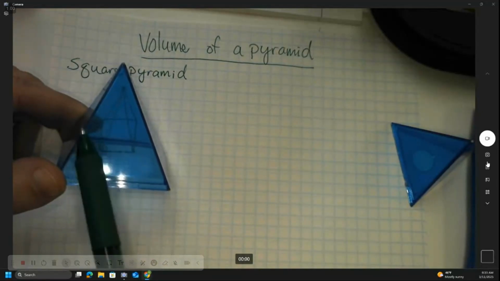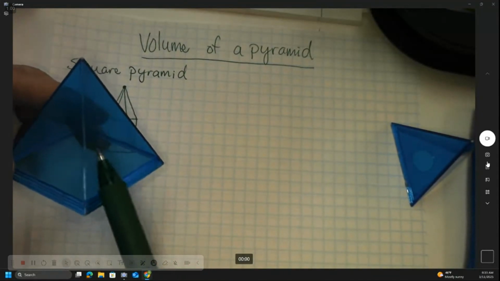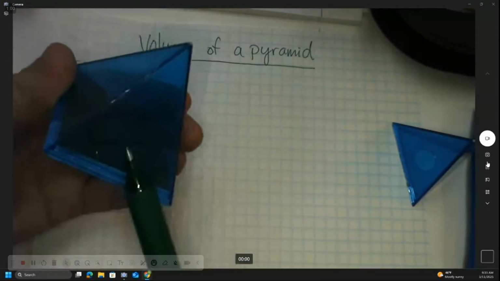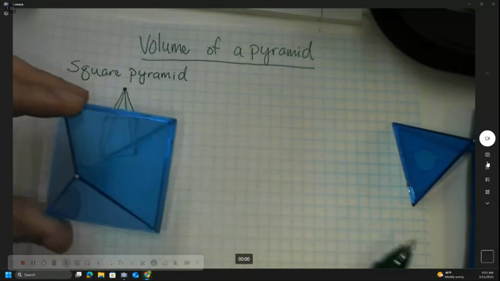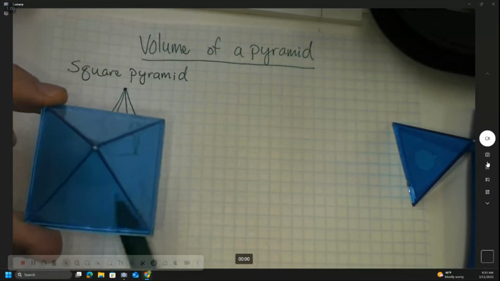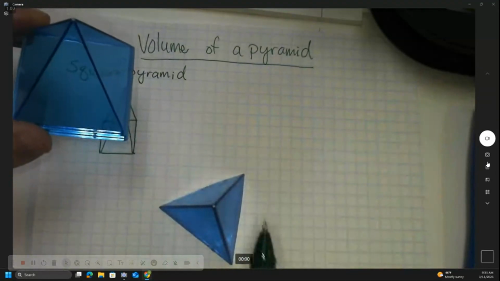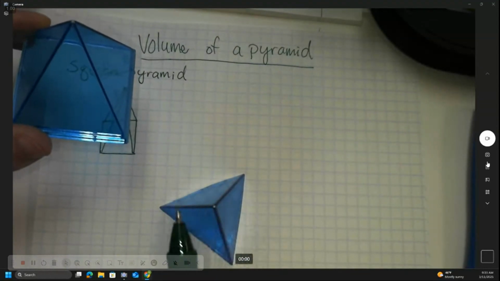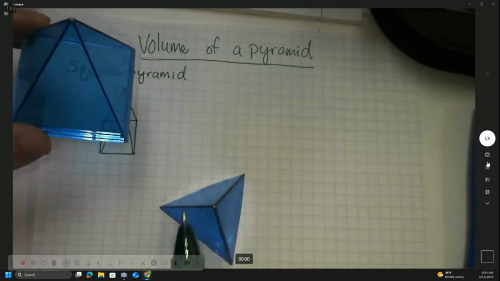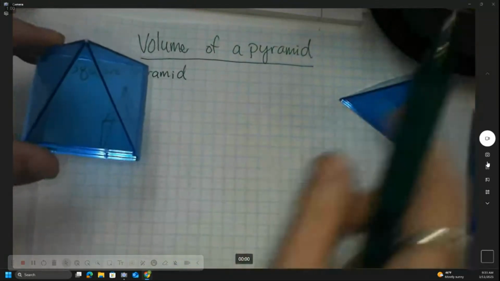The faces of a pyramid are triangles. How many faces? I know that there's 4 faces because there's 4 sides in a square. I know there's 3 faces on this triangular pyramid because there's 3 triangular faces.